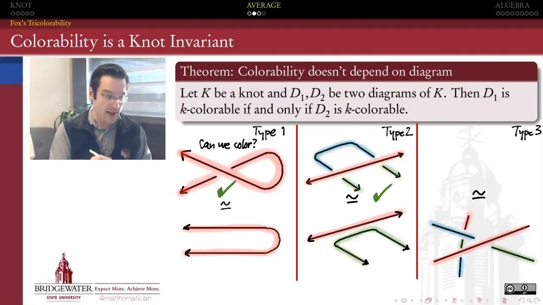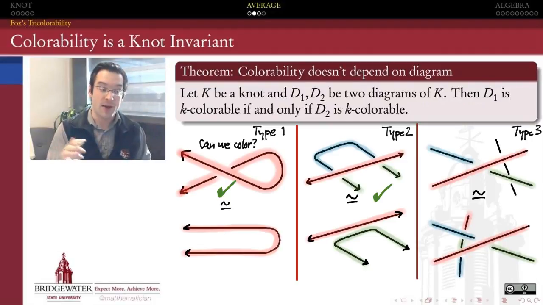Can I still color that diagram after we slide that vertical strand from the left side of the crossing over to the right side of the crossing? The answer is yes. I just have to repeat that same process. In between the red and the green arcs, I am forced to color blue, and then likewise on the top I'm forced into green, and on the bottom I'm forced into red. So each one of the three Reidemeister moves preserves the notion of whether or not a diagram is k-colorable.